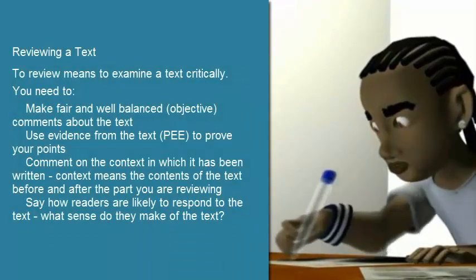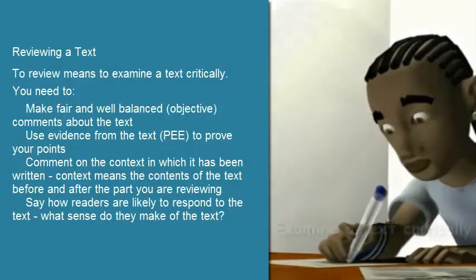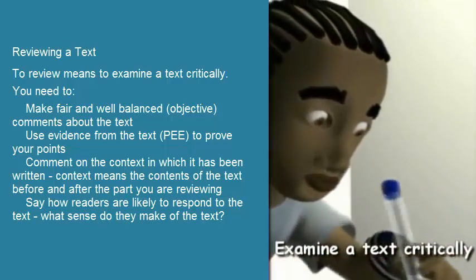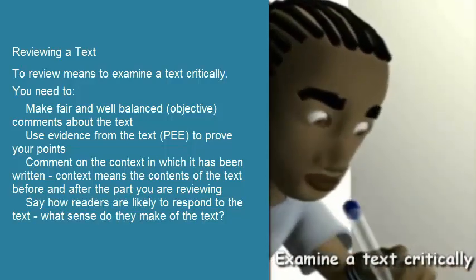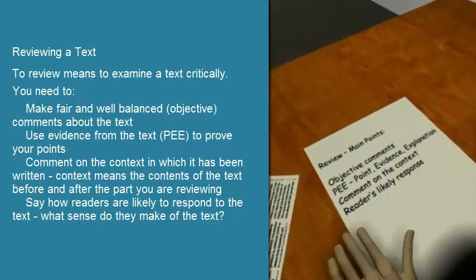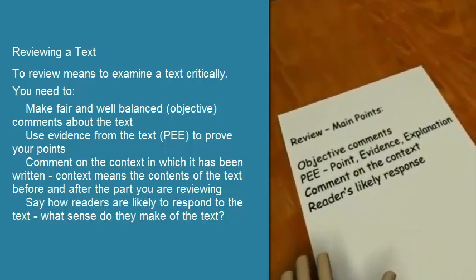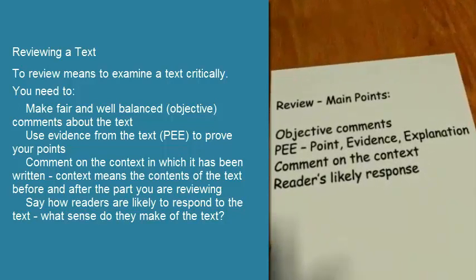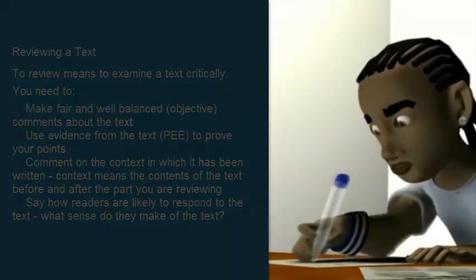Reviewing a text. To review means to examine a text critically. You need to make fair and well-balanced objective comments about the text. Use evidence from the text, PEE, to prove your points. Comment on the context in which it has been written. Context means the contents of the text before and after the part you are reviewing. Say how readers are likely to respond to the text. What sense do they make of the text?